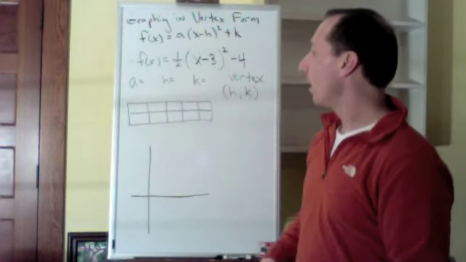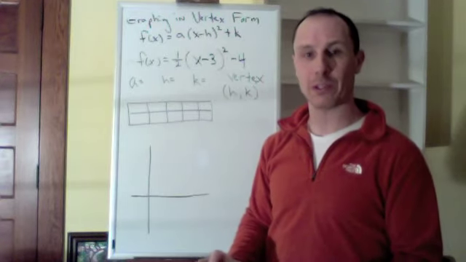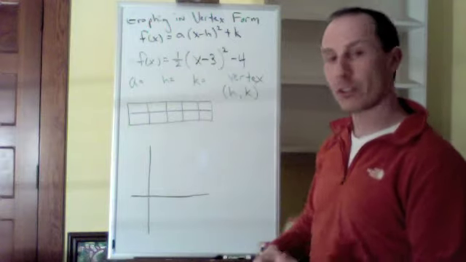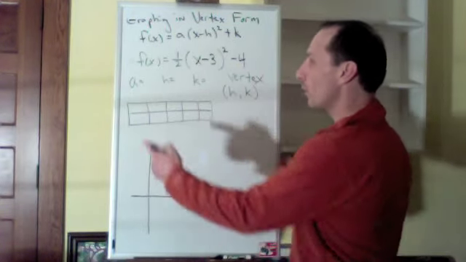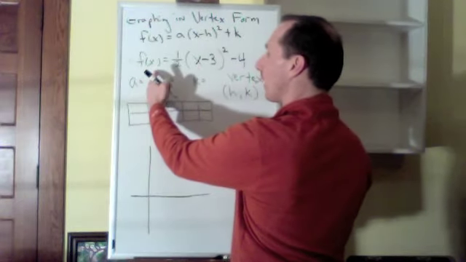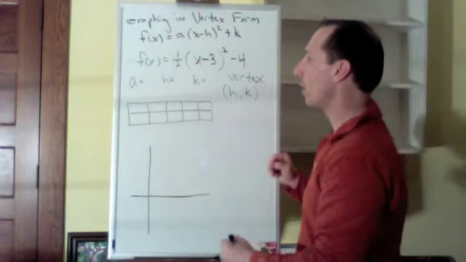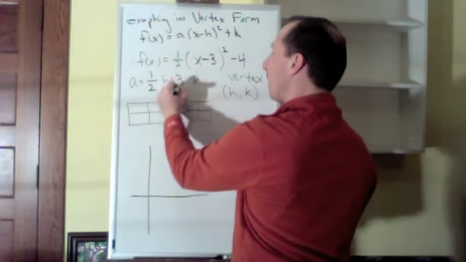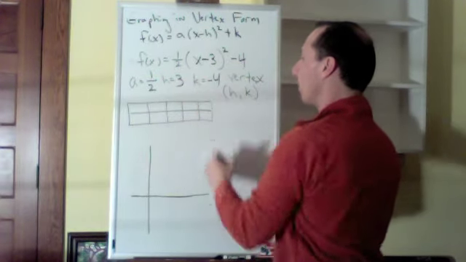and k. The easiest of the two is the a value and the k value because I'm looking at exactly what those values are. But you have to remember that you're looking at the opposite of h, and so when you identify who h is, you got to remember to flip that value around. So a in this function here, that we have, f of x is equal to 1/2 times (x minus 3) all squared minus 4. So our a value is 1/2. Our h value is positive 3 because I'm looking at the opposite, and k is negative 4.